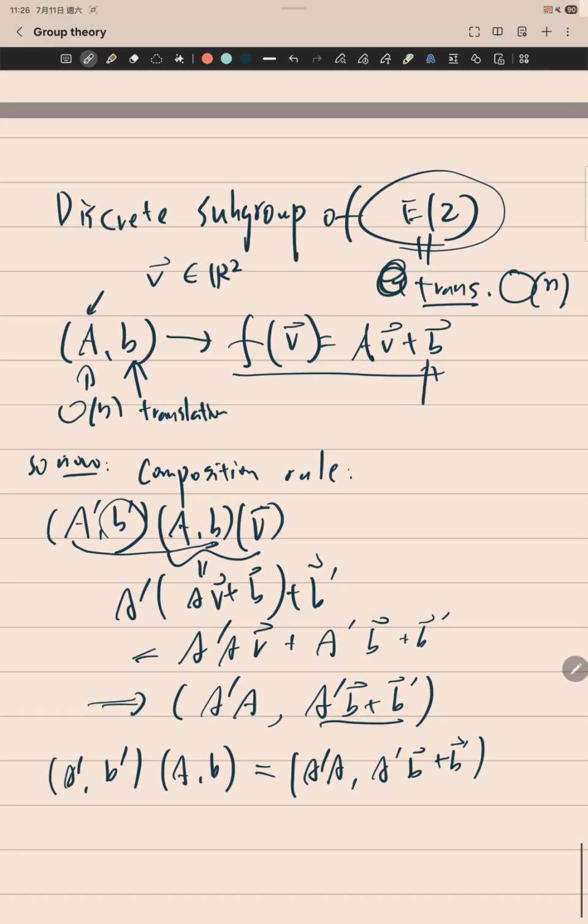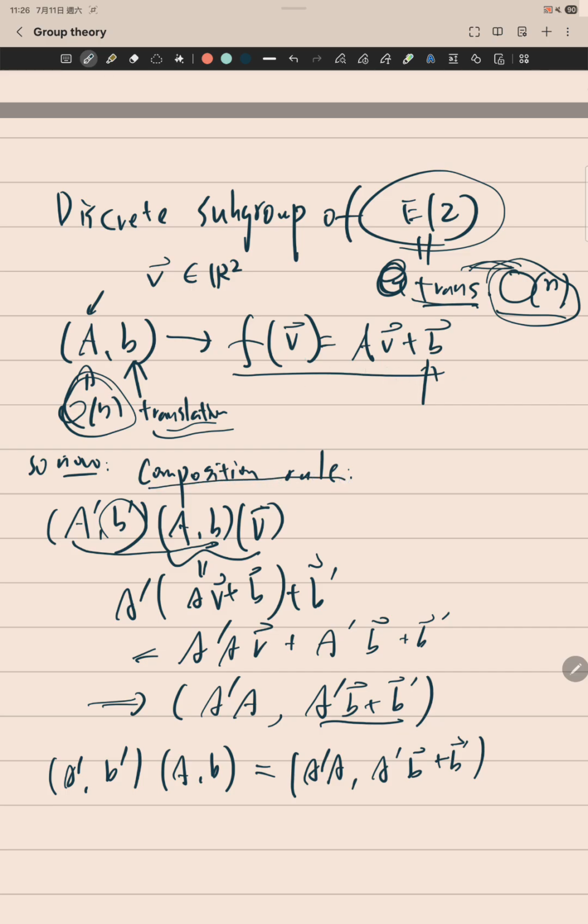First we need to say that, as we proved before, every element in E2 is a translation plus an element in the orthogonal group. So let's write this bracket (A, B), where A is in the orthogonal group and B is a translation. If I realize this as a function and apply it on a two-dimensional vector, it is just AV plus B.